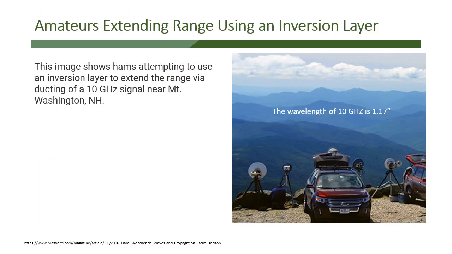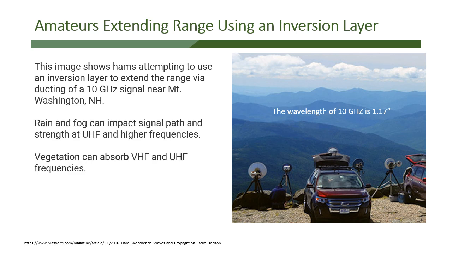And here's an example of a number of amateurs. What this picture shows, not showing, is that this goes on for about 7 or 8 cars, all similar setups. And they're working at the 10 gigahertz range, which has a wavelength of 1.17 inches. And they're using the inversion layer to basically extend the range of their transmission. So the image, as you say, shows hams attempting to use the inversion layer to extend the range via ducting of a 10 gigahertz signal near Washington, New Hampshire.